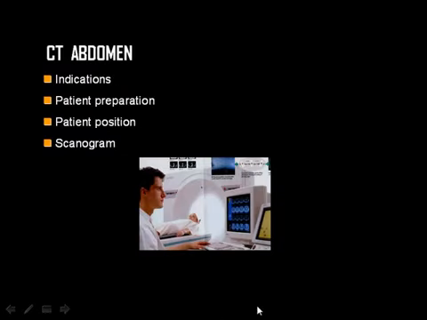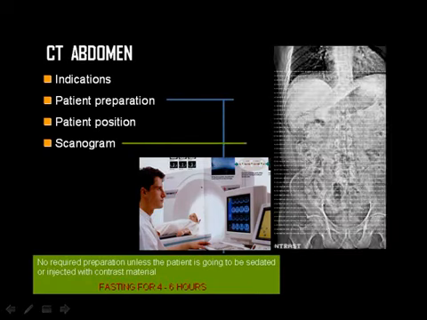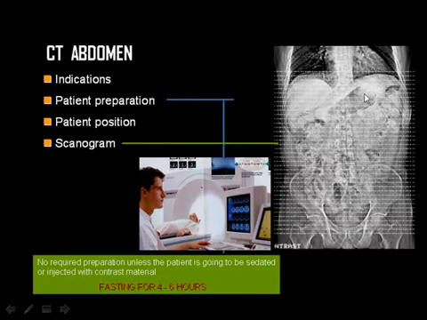Then to perform the CT scan of the abdomen, the patient lies supine on the machine, and we perform this image. This image is known as the scanogram. The scanogram is just an image of the abdomen in order to tell the computer where to start and where to end. We usually tell the computer, start from here, which is the level of the diaphragm, and end here, which is the level of the pubic symphysis.